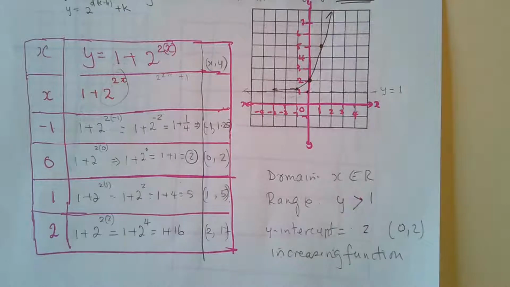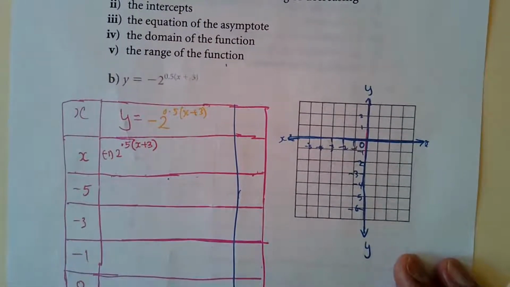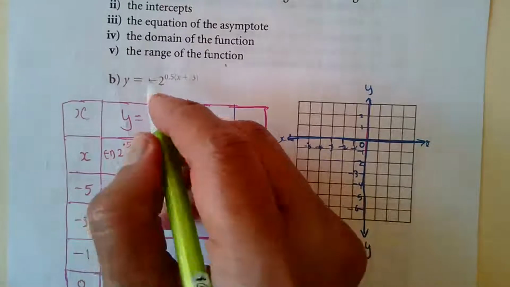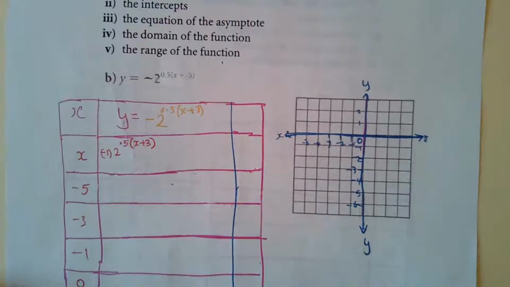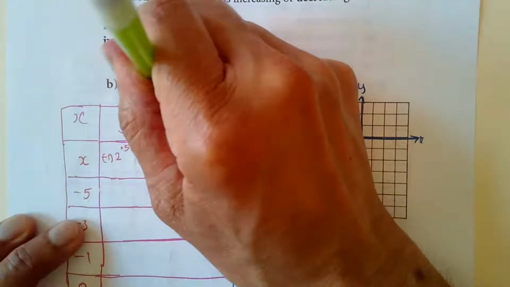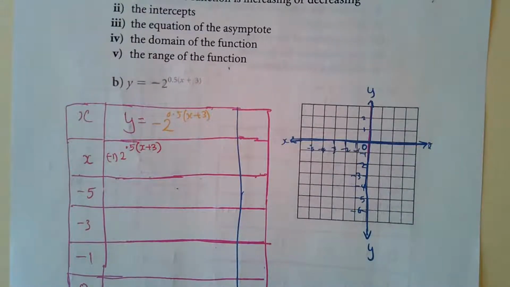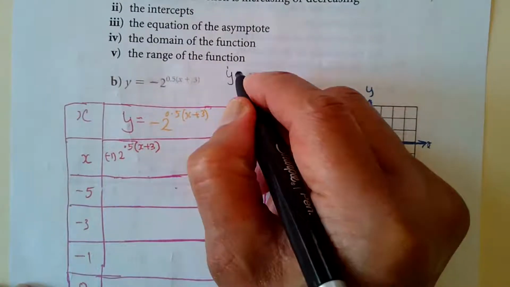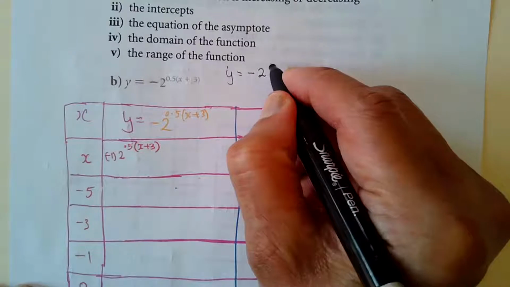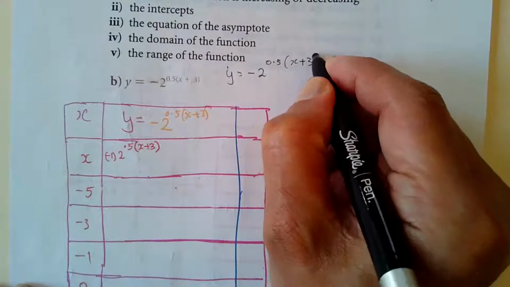Now, let's go on to the next question. Now, I hope you can see this, but this is a negative 2. I'll just write it a little bit brighter, so hopefully you can see this. This is question 10b in your textbook. Thought it was a good example, which is y is equal to negative 2, 0.5 x plus 3.